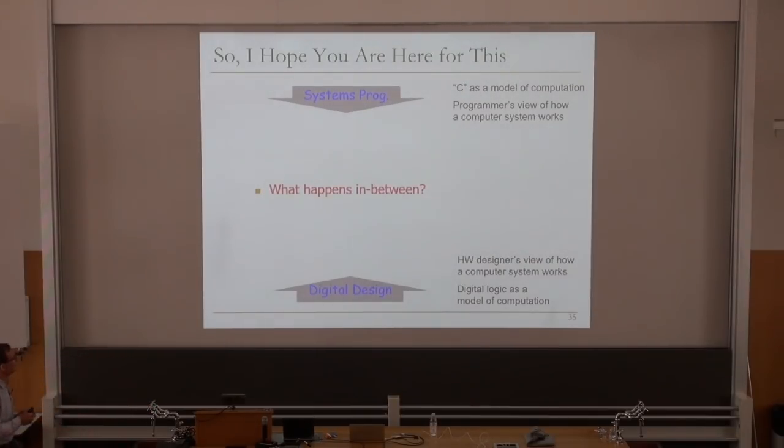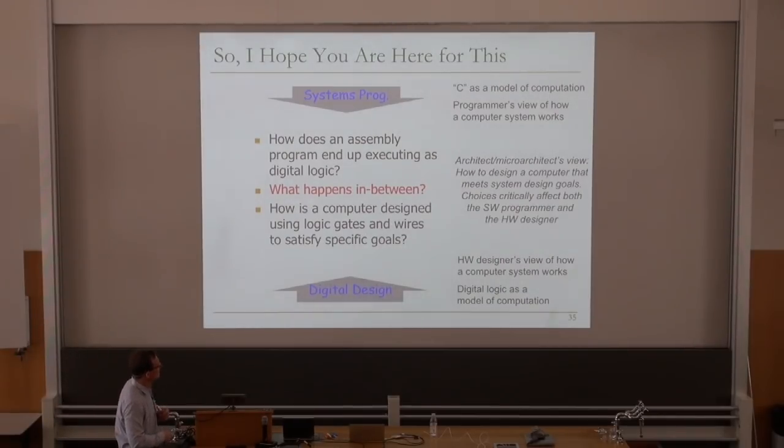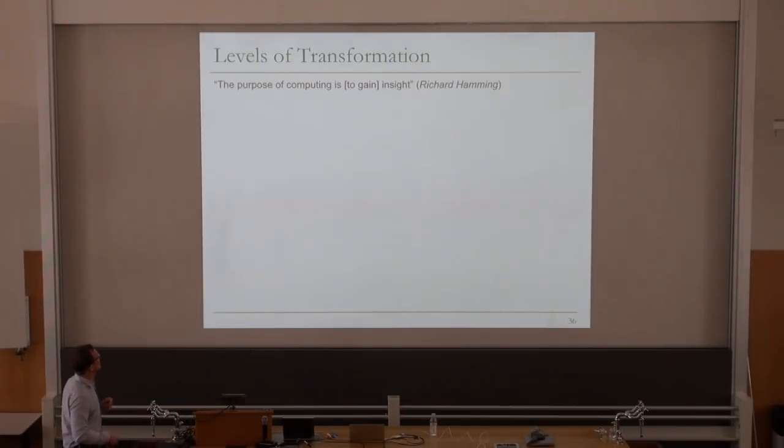So what happens in between is what we've covered in the digital circuits course, but we're going to cover a lot more in this course. Basically, how does an assembly program end up executing as digital logic, and how is a computer designed using logic gates and wires to satisfy specific goals? Of course, you've seen some of this in previous courses, but we're going to do more and more. I think this is the part we're going to focus more on over here. We have the architect or microarchitect's view, how to design a computer system that meets system design goals. Because the choices you make over here critically affect both who is sitting up and who is sitting down, the software programmer and the hardware designer. And something I don't show over here is the user, right? Because the user after some point interacts with this design. So that's really important also. So we're going to talk a lot about those choices.